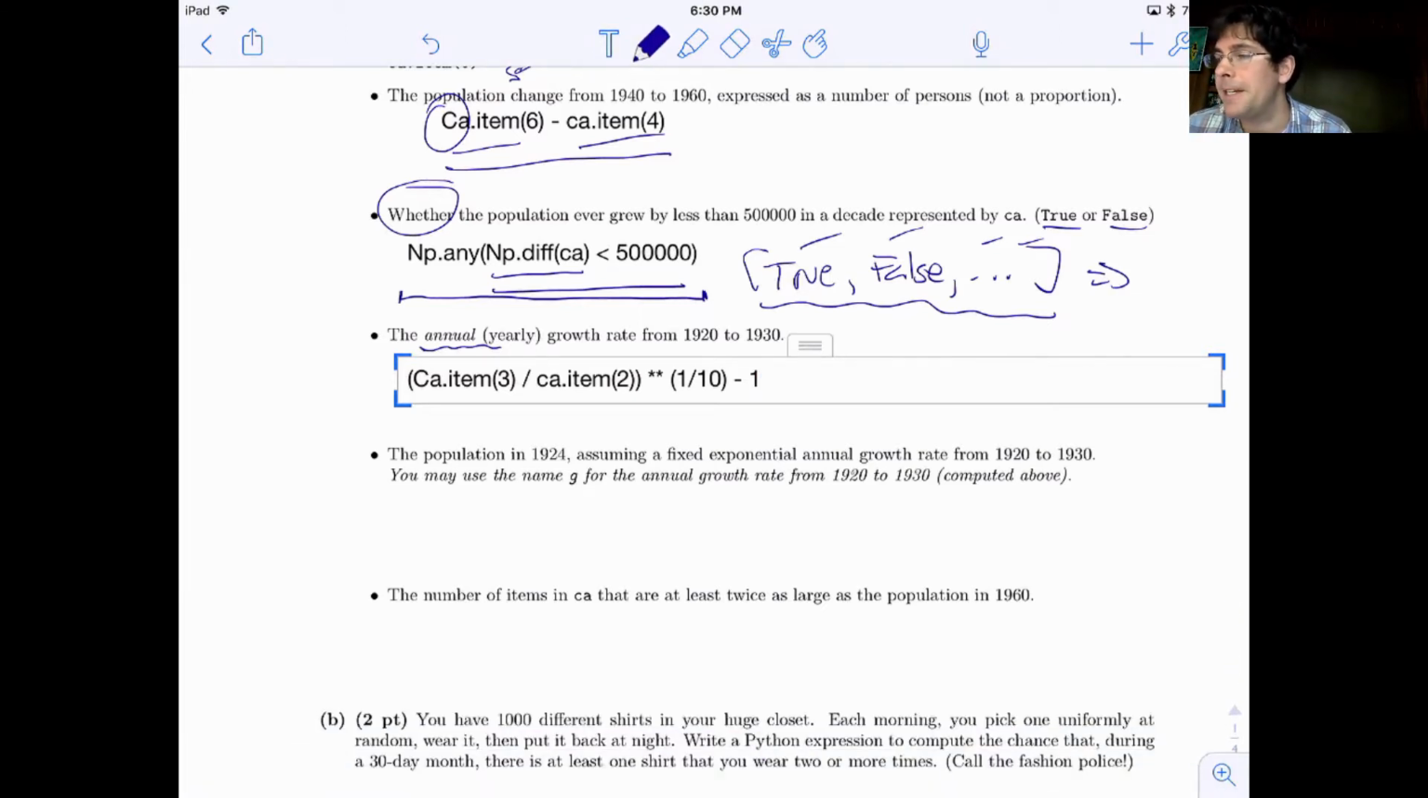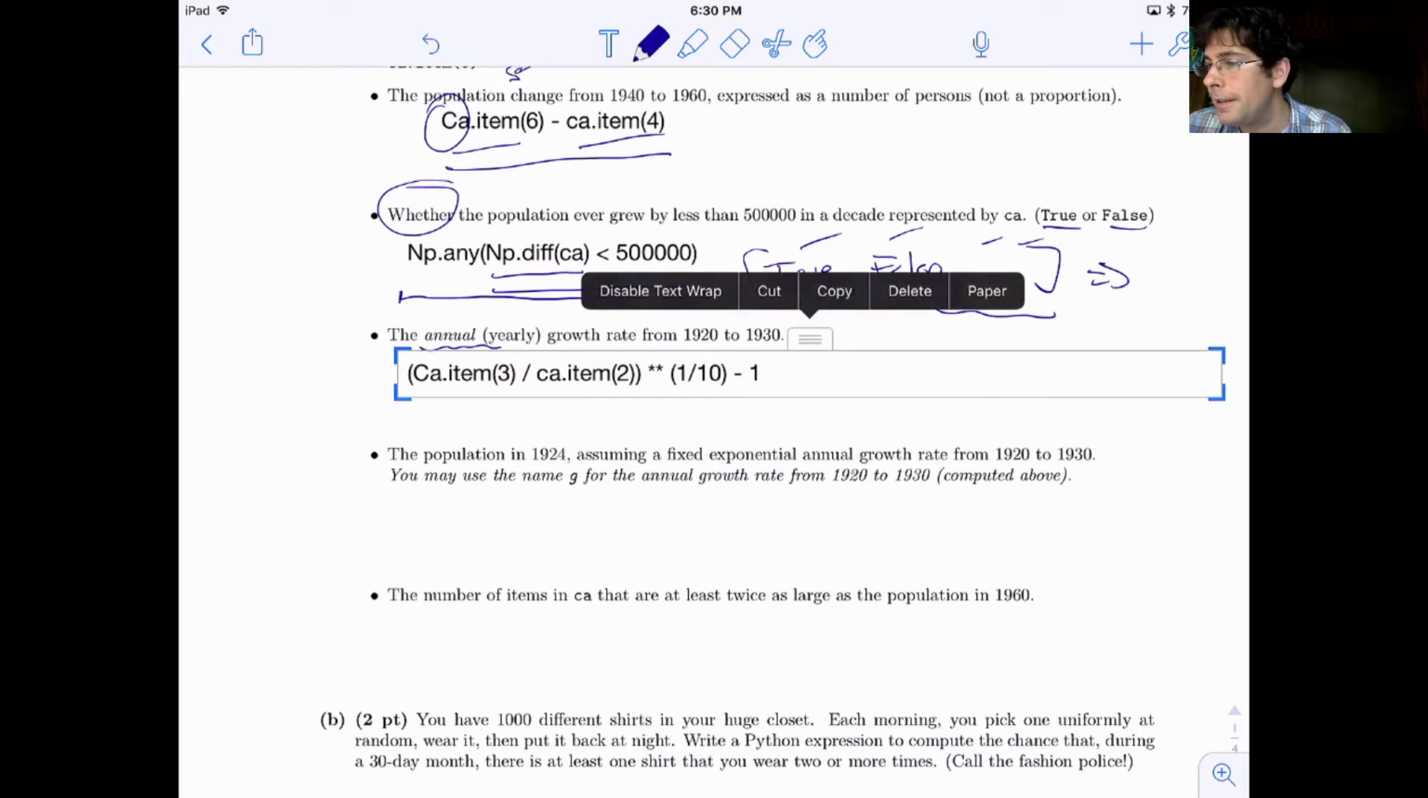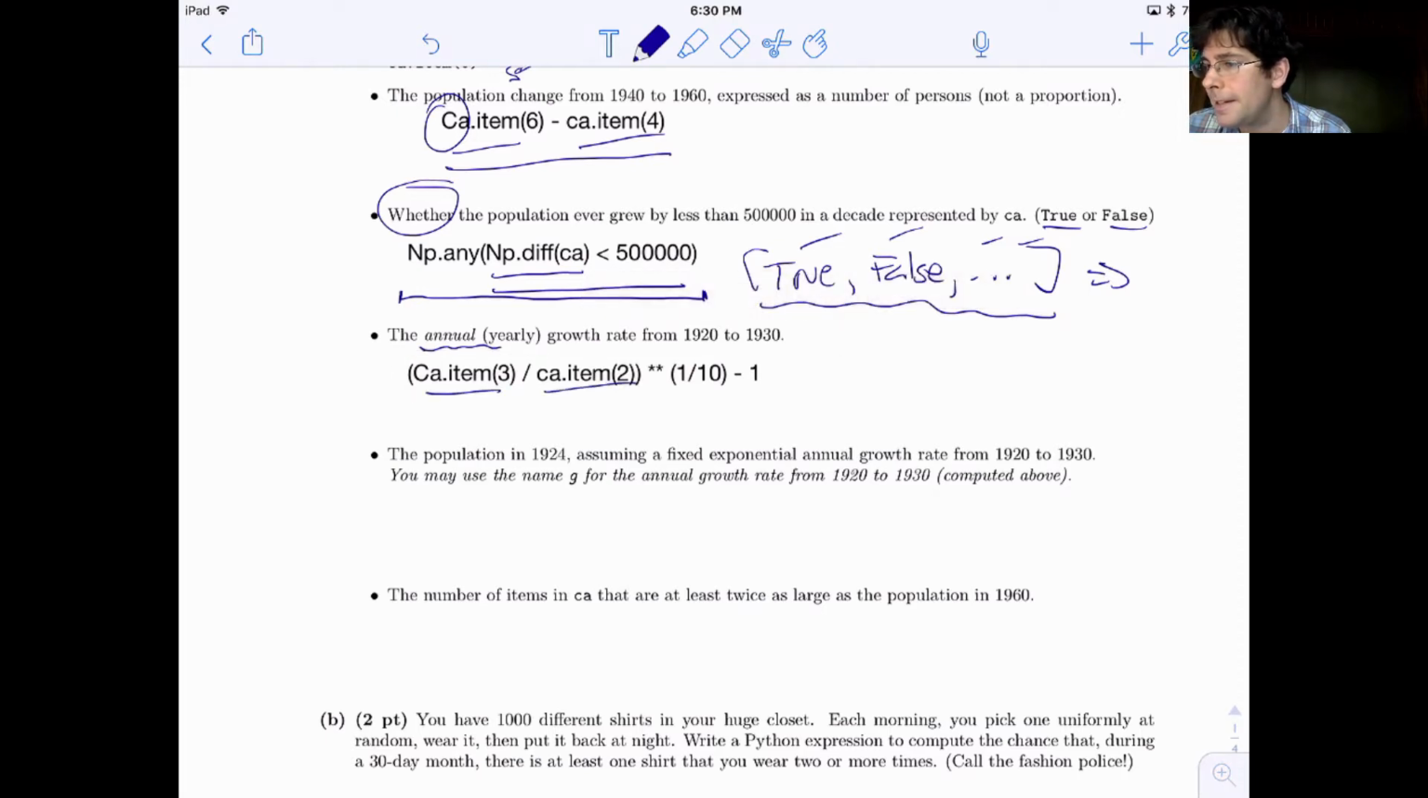Here we'll quickly check to make sure we got the right kind of value. That's a number, therefore that's a number. When I raise a number to a power, that's a number too. So we just have a regular number, which is a growth rate. That's just fine. Okay, the population in 1924, assuming a fixed exponential annual growth rate from 1920 to 1930.